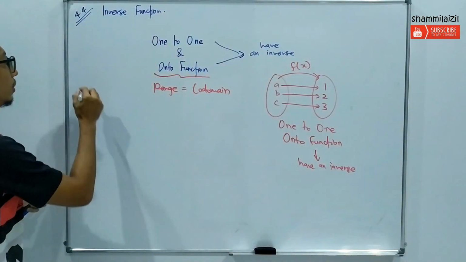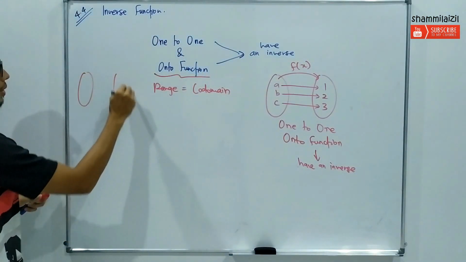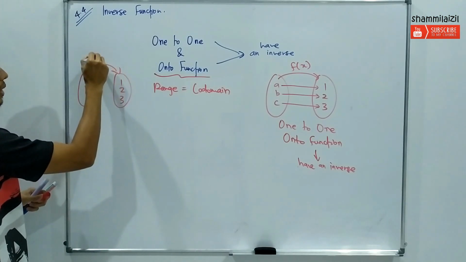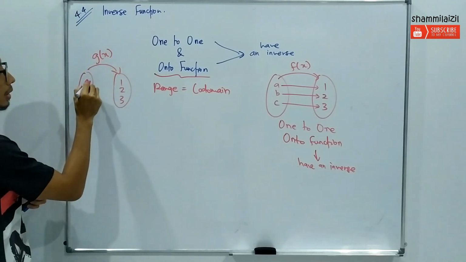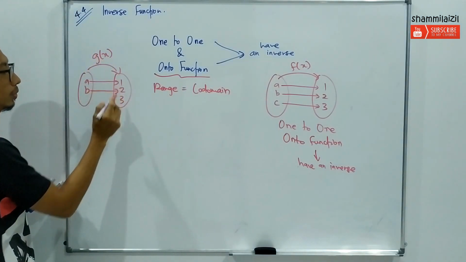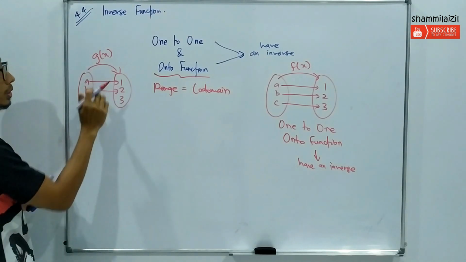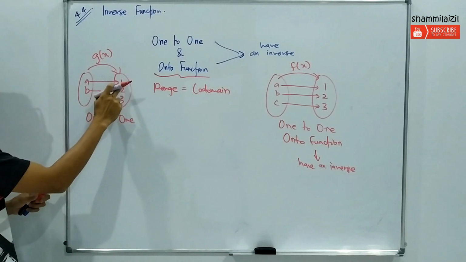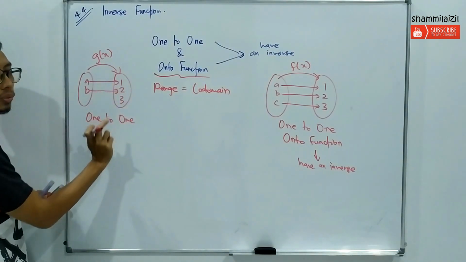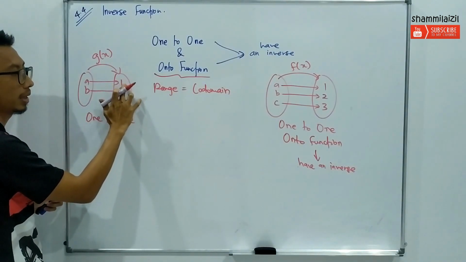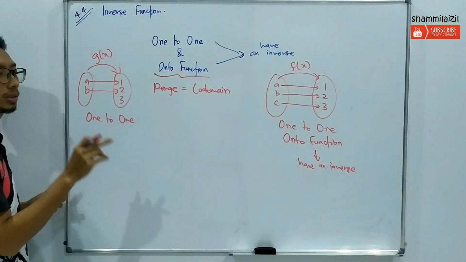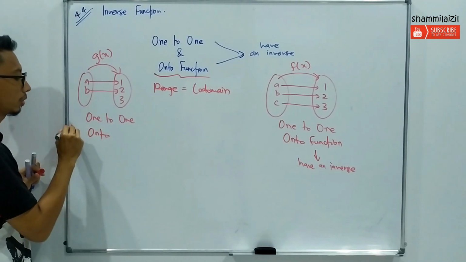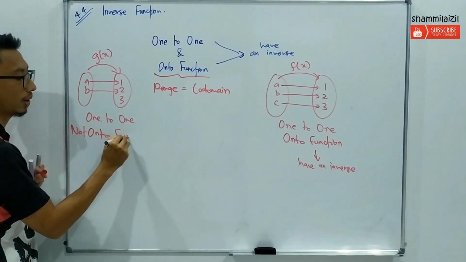Okay, so I'll give you another example. Let's say we have a, b, and 1, 2, 3. This is the function g(x). A is mapped to 1, B is mapped to 2, but nothing is mapped to 3. This one we know already is one-to-one, but our range is 1 and 2, and the codomain is 1, 2, 3. Therefore the range and codomain are not the same, so this is not an onto function.